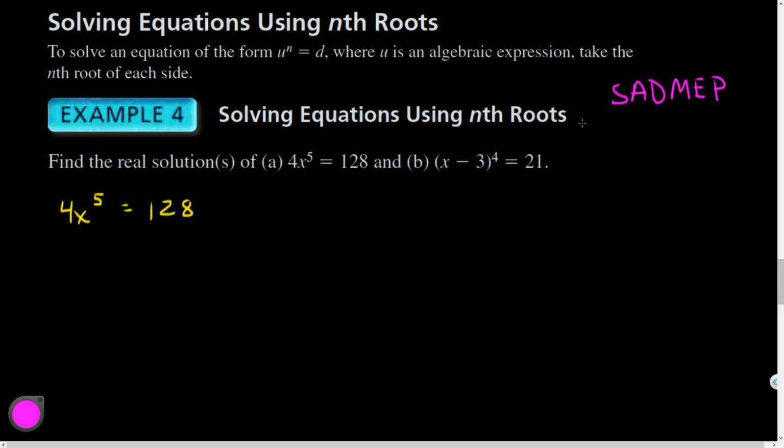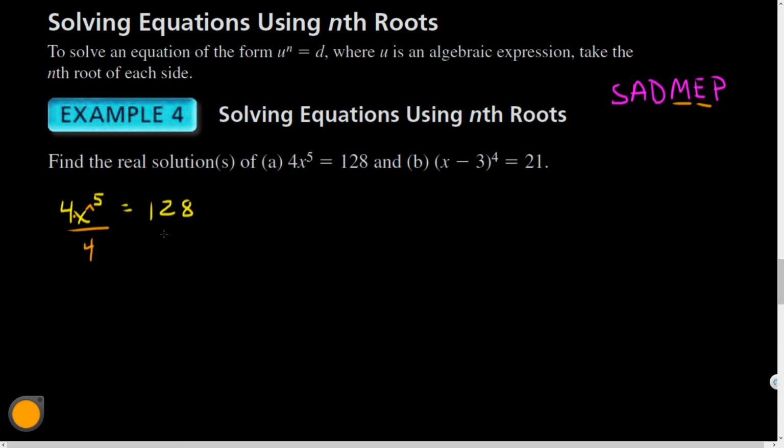I do PEMDAS in reverse. I'm undoing the things that are happening to the variable. And in this case, 2 things are happening to x. X is being raised to the 5th power and multiplied by 4. And so 2 events are happening: exponentiation and multiplication. Now, according to PEMDAS, the exponent is happening first and then the multiplication. But in solving, I'm going to deal with the multiplication and then the exponent in this case.